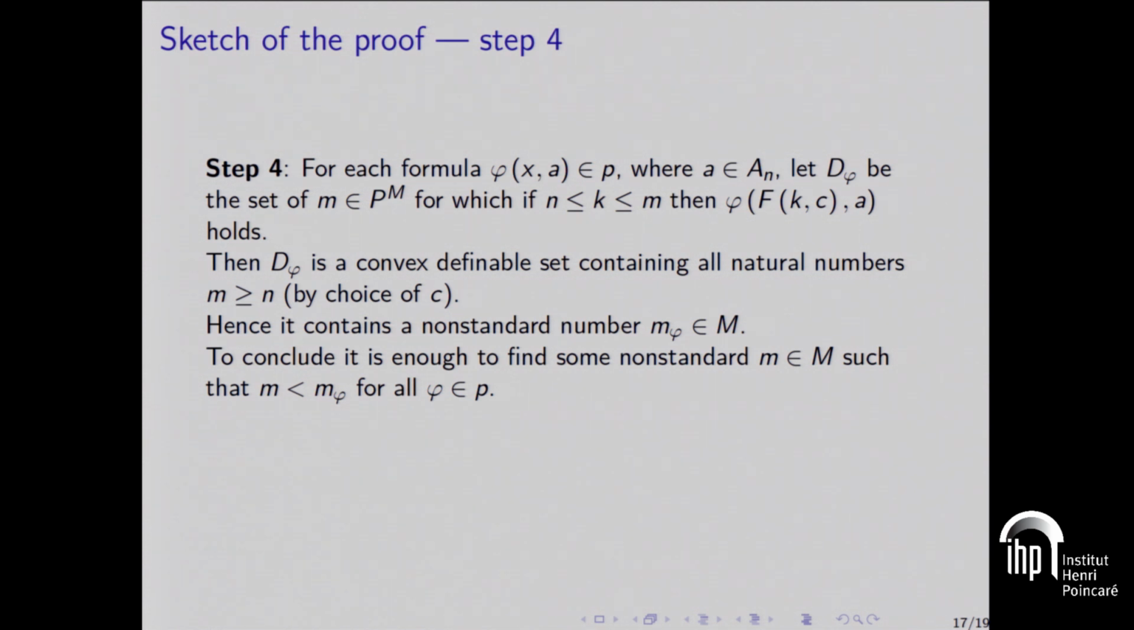So we have m phi here. This is the natural numbers, and m phi is above them. What we know about m phi is that everything below it realizes this formula phi. So to conclude, it is enough to find some number n, which is non-standard, but smaller than all the m phi's. Because then, by definition, this number will be contained in the interval defined by the d phi, and so it will realize every formula phi.